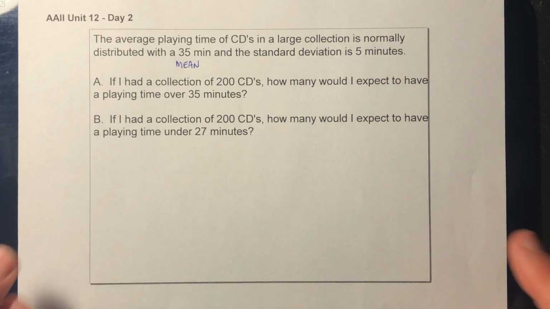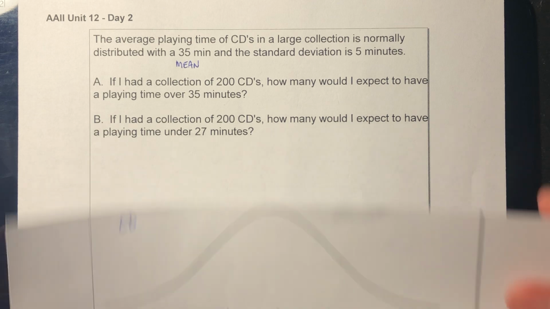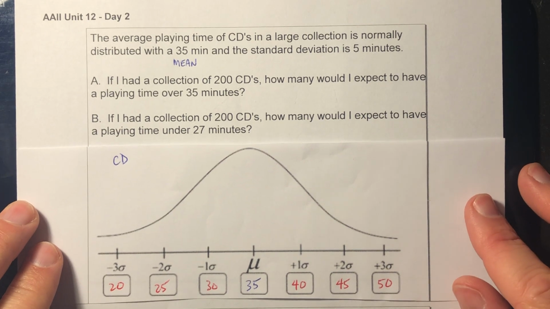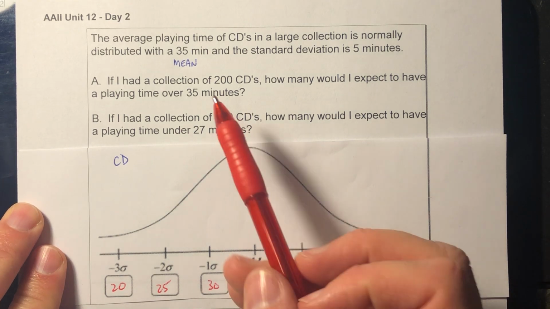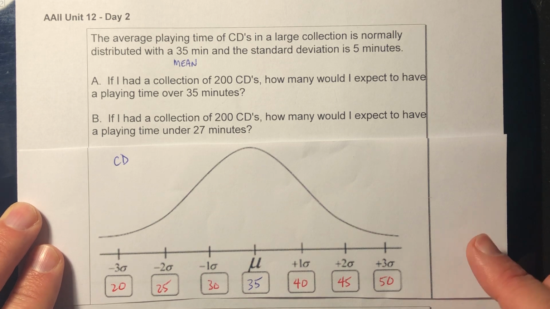Okay, so let's switch gears here. So you guys don't usually listen to CDs much anymore, but we're going to do an example of CDs. Back in my day, that's what we had, CDs. Okay, so we have the mean is 35 minutes. Okay, that's the average. Standard deviation is 5 minutes. So I already set this up for us. So this would be our normal distribution.